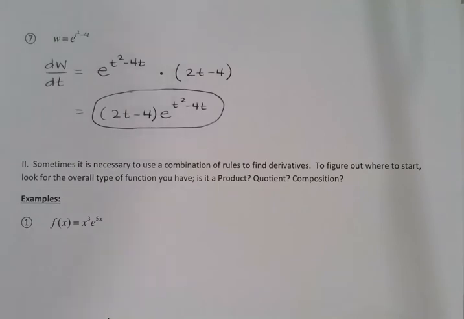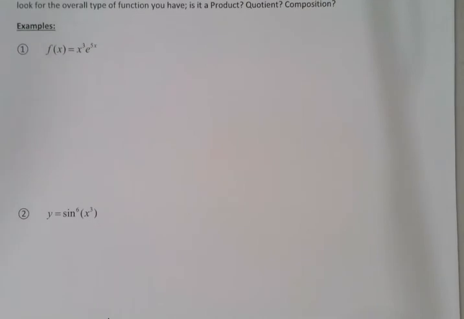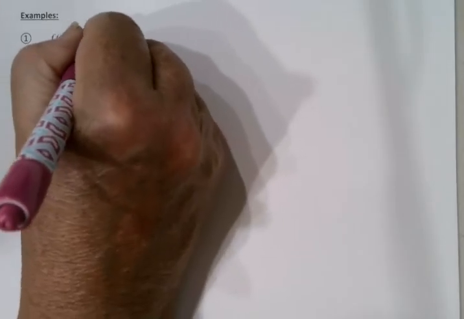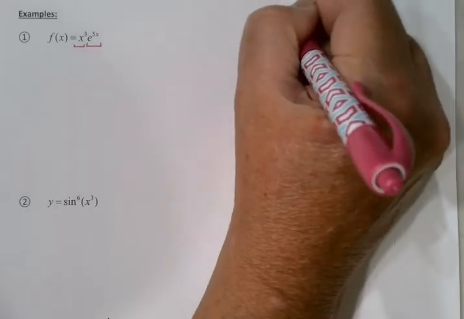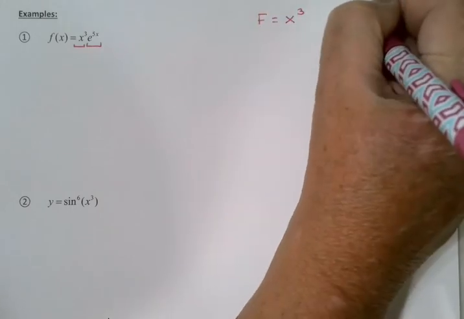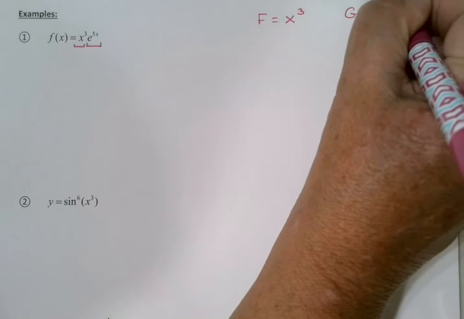All right. Sometimes we have to use a combination of derivative rules to get our final result. So we now have product rules, quotient rules, and then now our new chain rule. And in each of these next few examples, we'll use 2 or more of those to find the final derivative. So take a look at example 1. Do you see a product here? We would have f is x cubed, and g is e to the 5x.